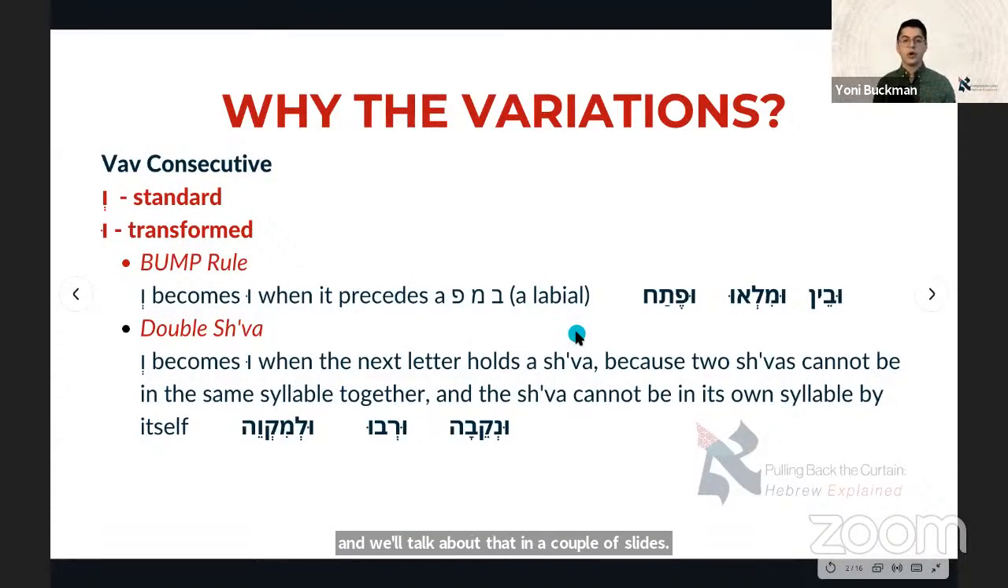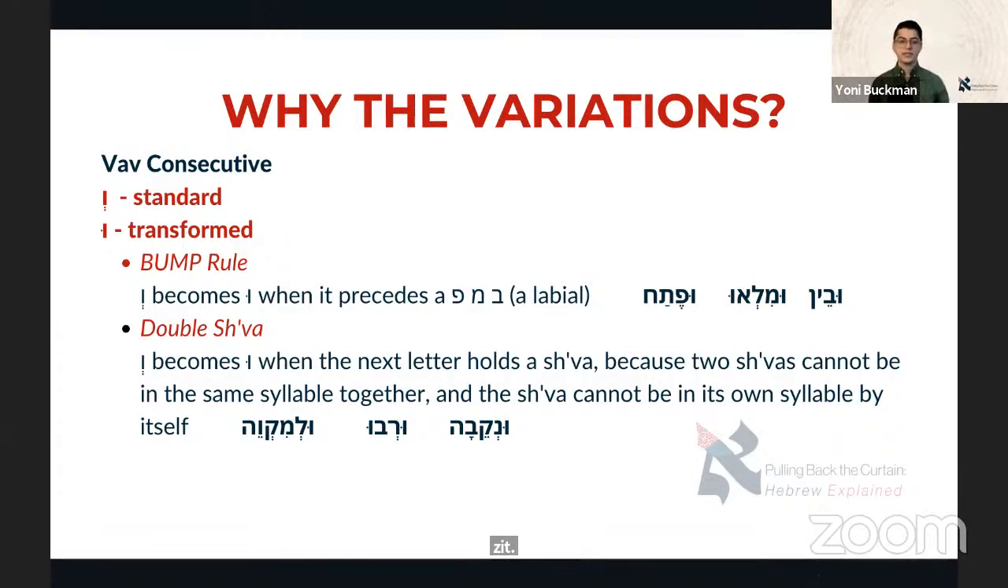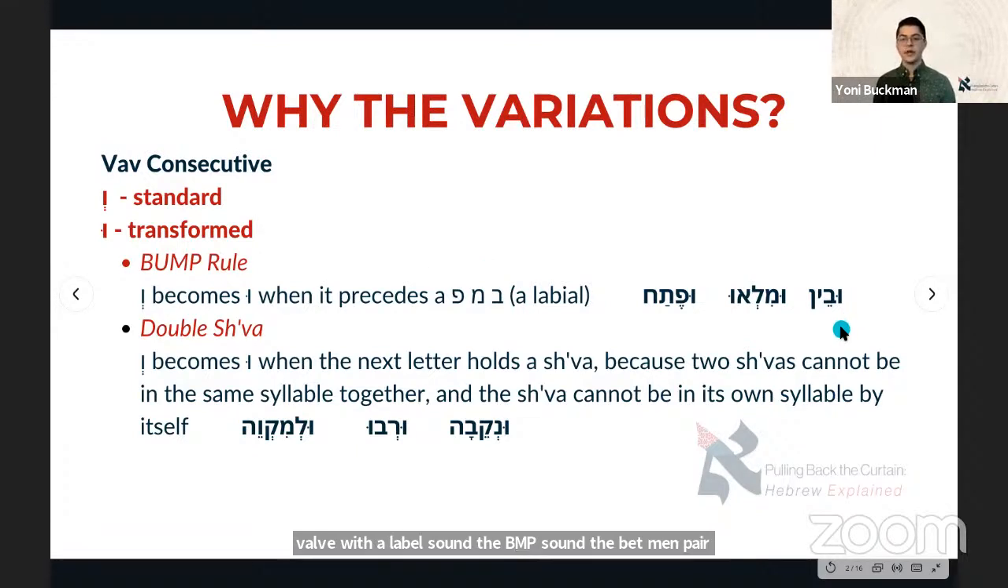Okay, so I want to go over the variations, that difference between the v and the u, and we're going to start with the vav consecutive, and then we'll go to the vav conjunctive. So with the vav consecutive, this is the one that means "and." We have the standard version, which you see most often, v. But then sometimes it transforms into a u. We talked over the last couple of weeks about the two rules that do that. The first we call the bump rule. It's when you are following the vav with a labial sound, the B, M, P sound, the bet, mem, pe sound. I gave you three examples of when that happens.